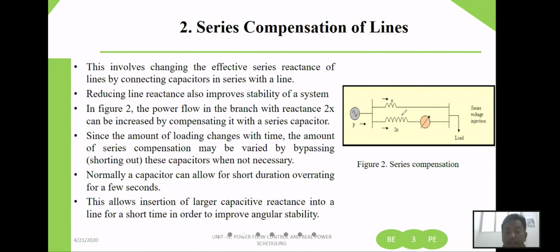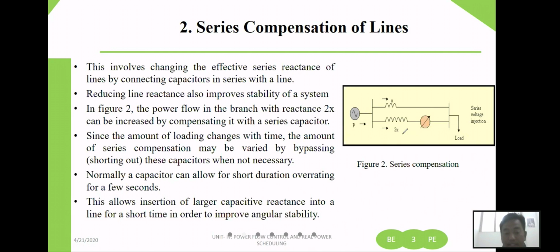If you connect this series capacitance, the first characteristic is that it will change the effective series reactance of a line. Another is that reducing the line reactance will improve the stability of a system. For good quality power, it should be stable. So if you connect this series capacitance, it will improve the stability of the power system.